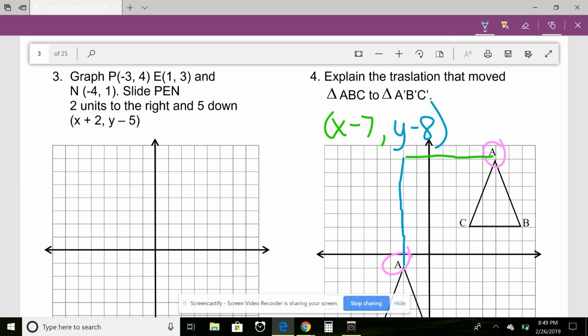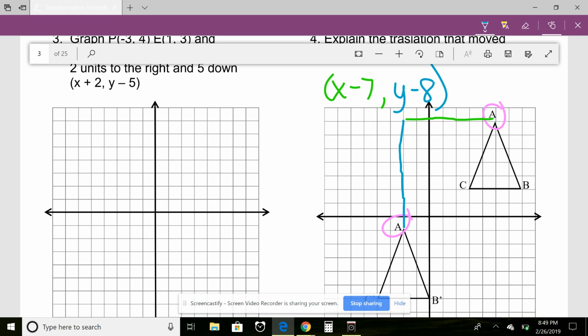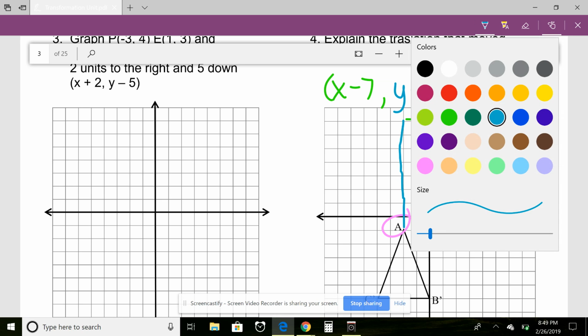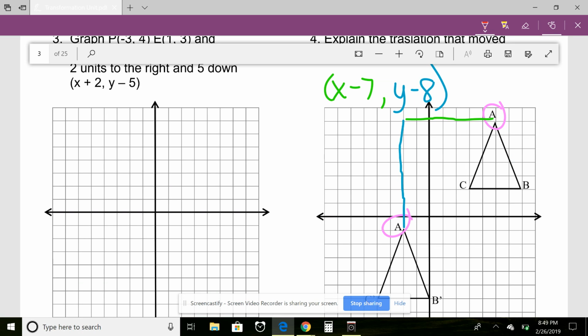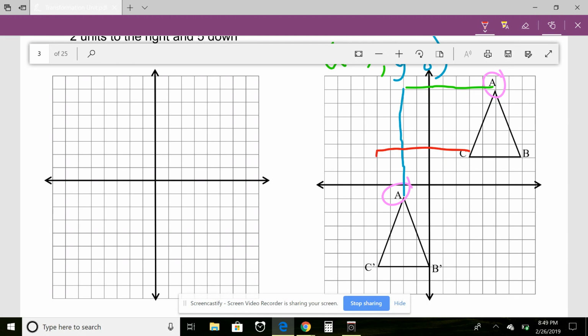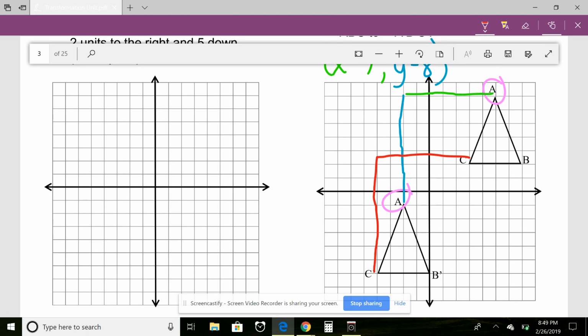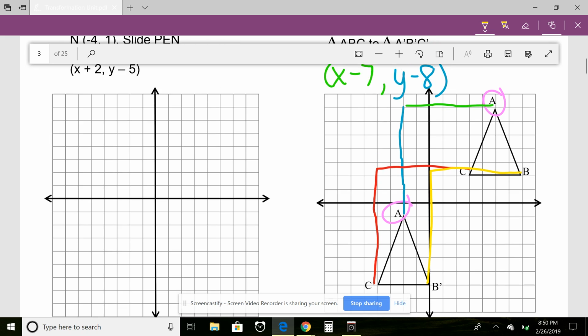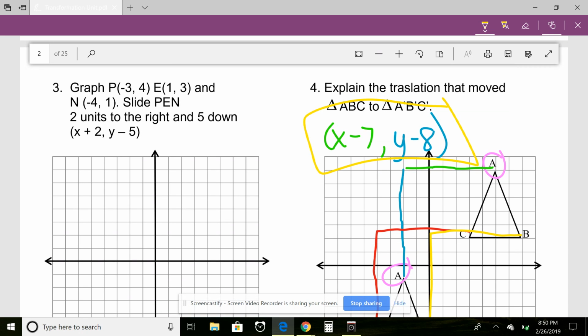All right. Let's see if that works for the other points. All right. Left 7, down 8. 1, 2, 3, 4, 5, 6, 7. Down 1, 2, 3, 4, 5, 6. Oops. 1, 2, 3, 4, 5, 6, 7, 8. Yep. And the same thing with this one. Left 7, down 8. All right, so that is my translation rule.